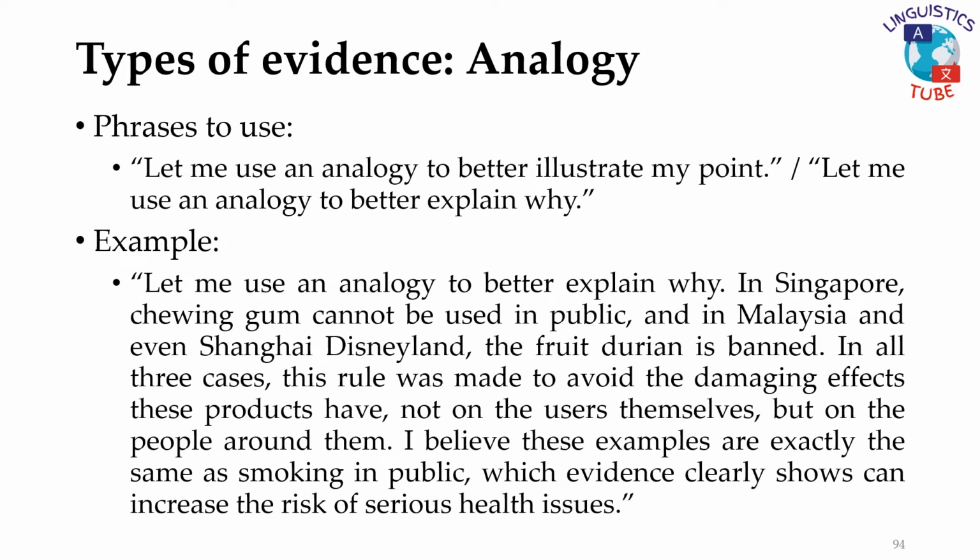Let me use an analogy to better explain why. In Singapore, chewing gum cannot be used in public, and in Malaysia and even Shanghai Disneyland, the fruit durian is banned. In all three cases, this rule was made to avoid the damaging effects these products have, not on the users themselves, but on the people around them. I believe these examples are exactly the same as smoking in public, which evidence clearly shows can increase the risk of serious health issues.